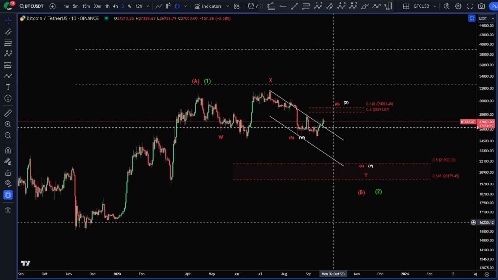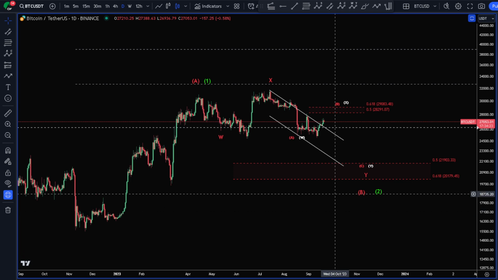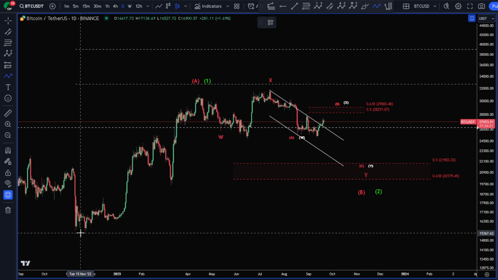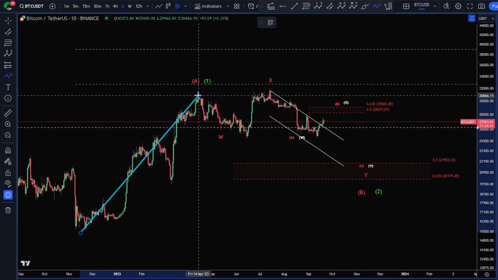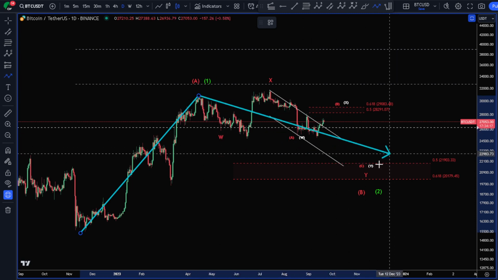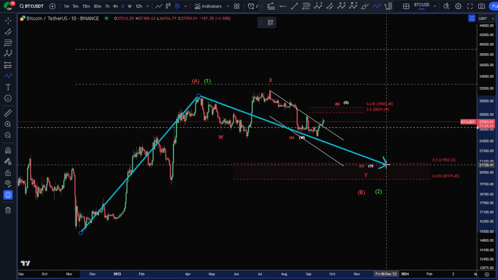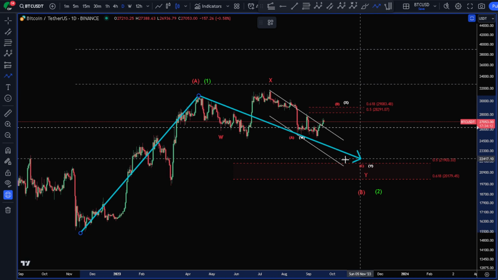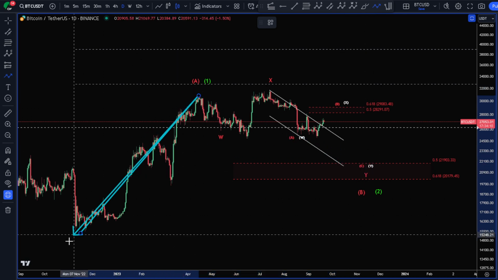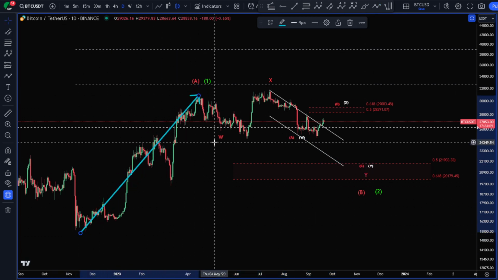Doing an update on Bitcoin. Now, real quickly on the daily, if you haven't seen this, looking for either an A wave or a wave 1. Still waiting for it to complete a B wave or wave 2 between the 50 and the 618 retracement of this first wave here up.